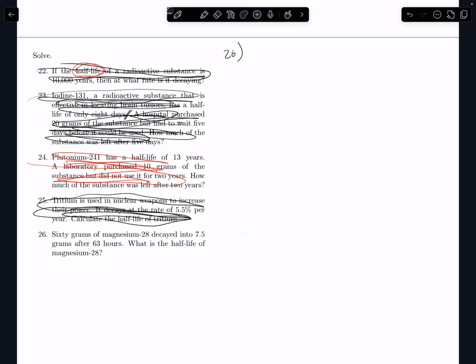Anyways, 26, 60 grams of magnesium-28 decayed into 7.5 grams after 63 hours. What is the half-life? Okay, so again, A equals Pe to the rt is my formula, right? The ending result was 7.5 grams. Starting was 60 grams. The rate is something that we don't know, so it's r. But how long did it take? It took us 63 hours.